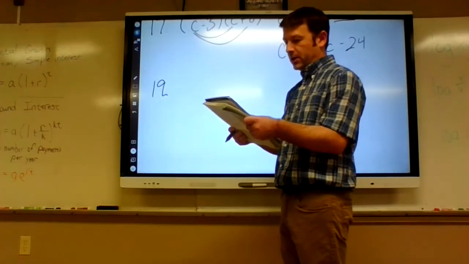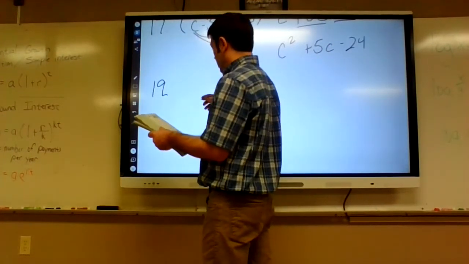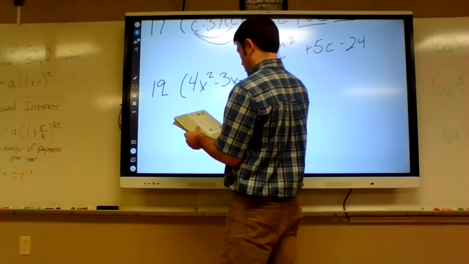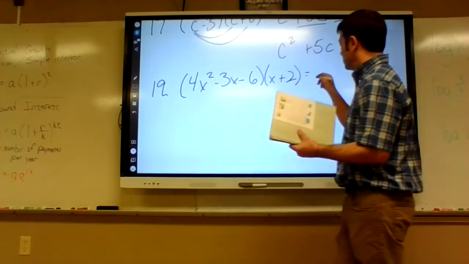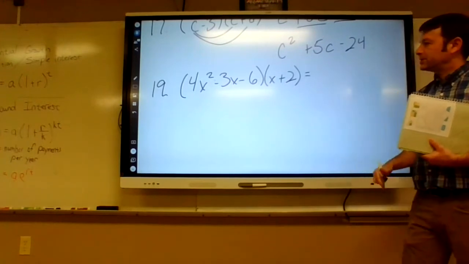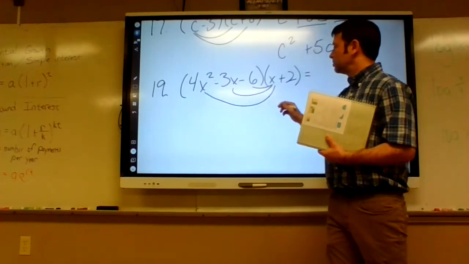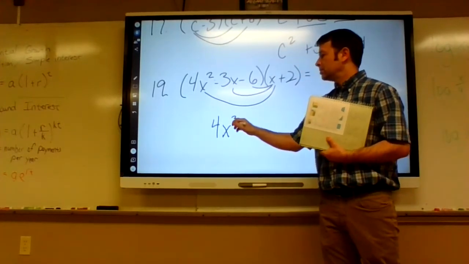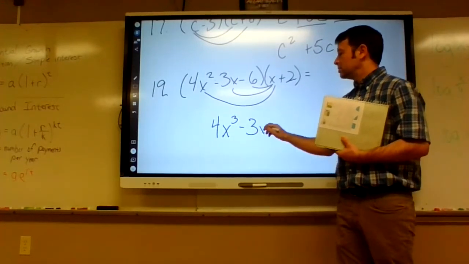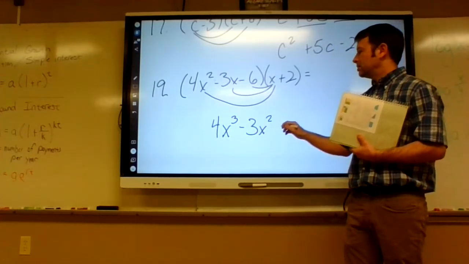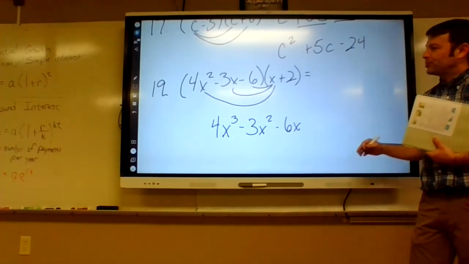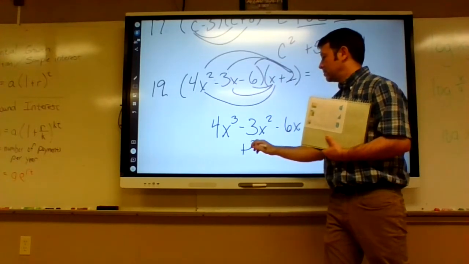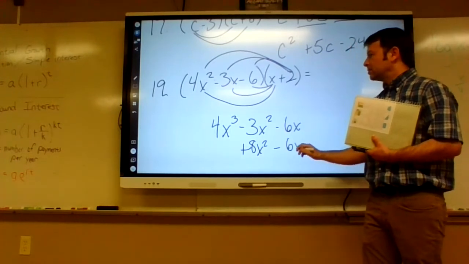Okay, Grant, how about number 19? So, do we times everything by x? Yes. And then 4x squared times x is 4x cubed minus 3x squared minus 6x. And then we have times 2 to everything, which is 8x squared minus 6x minus 12.